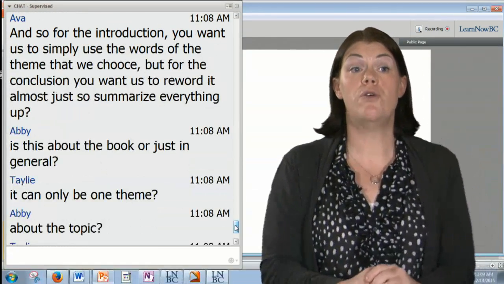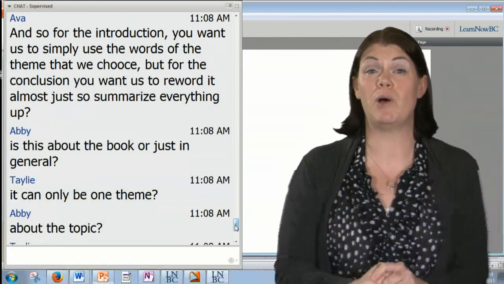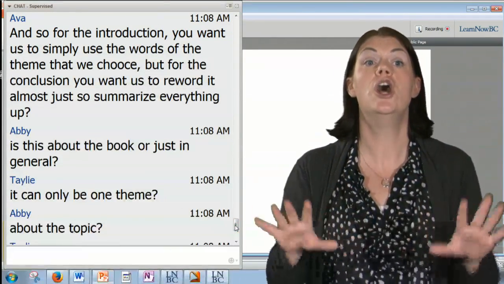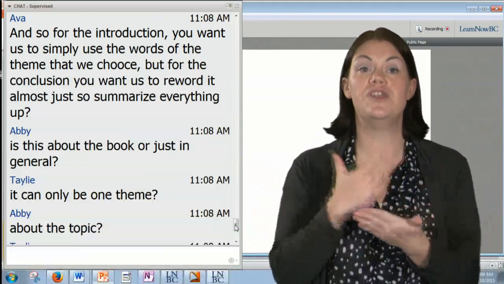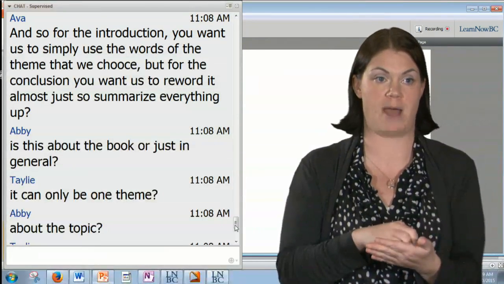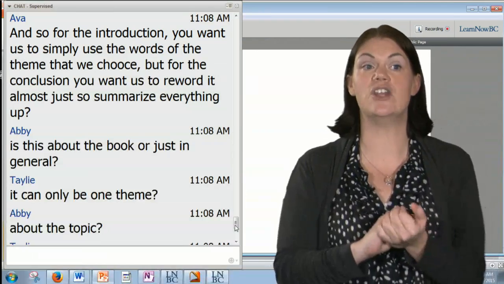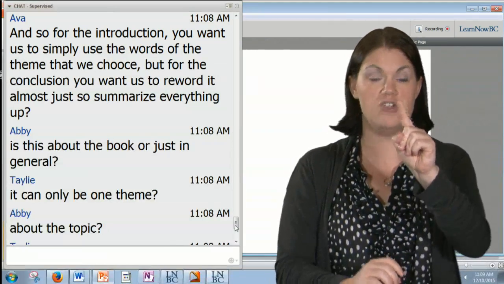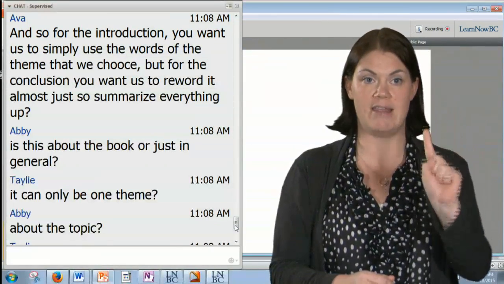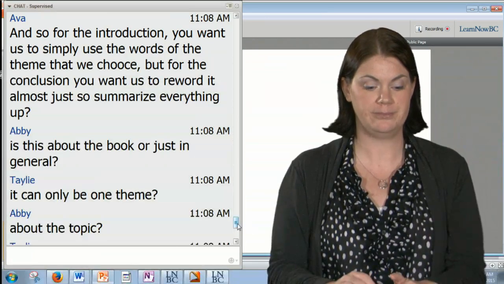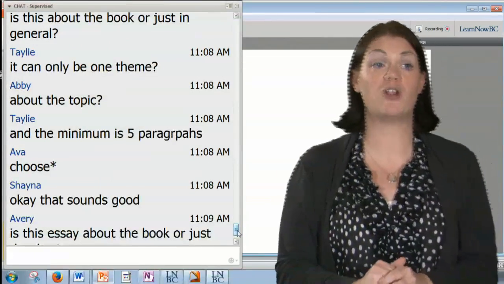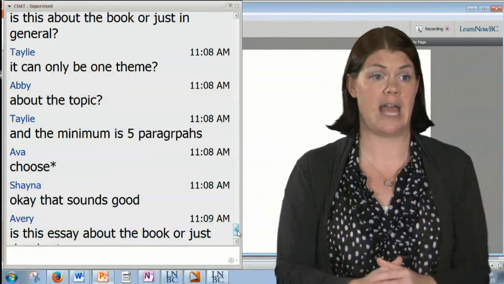Abby, I would particularly like this one to be about the novel, just so that I clearly understand your knowledge around the novel. So this rough draft, this persuasive essay, is based on the novel, The Boy in the Striped Pajamas. Yes, Taylor, it can only be one theme. You can't intercross themes. You must come up with 3 separate points on one theme. Yes, Taylor, the minimum is 5 paragraphs. If it needs to be more, feel free. Okay?